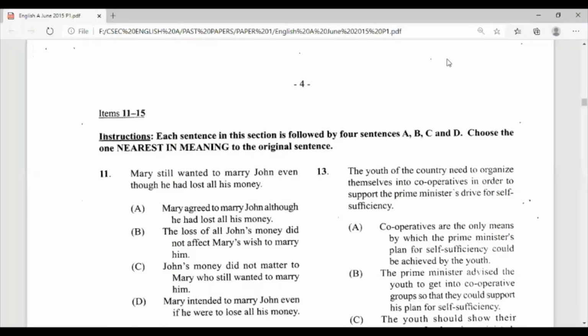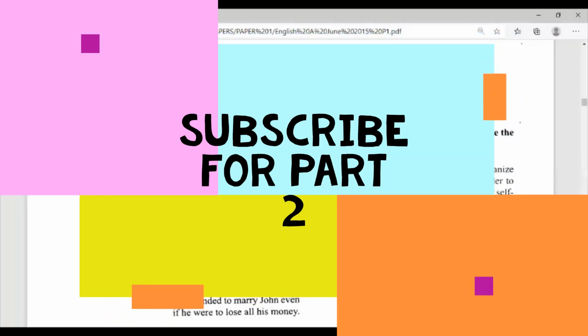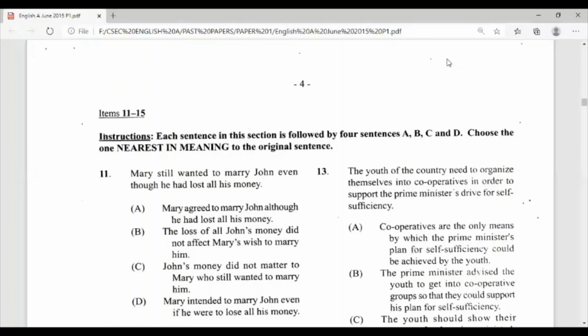Okay, still on the discrete items. We're still on June 2015. We're now at items 11 to 15. And this is a classic where you are finding equivalent sentences. You're given an original sentence and you're asked to find the sentence which says almost the same thing, if not the same thing, as that original sentence. The instruction is to choose, out of the 4 options given, the sentence that is nearest in meaning to the original sentence. So let's go. Number 11.